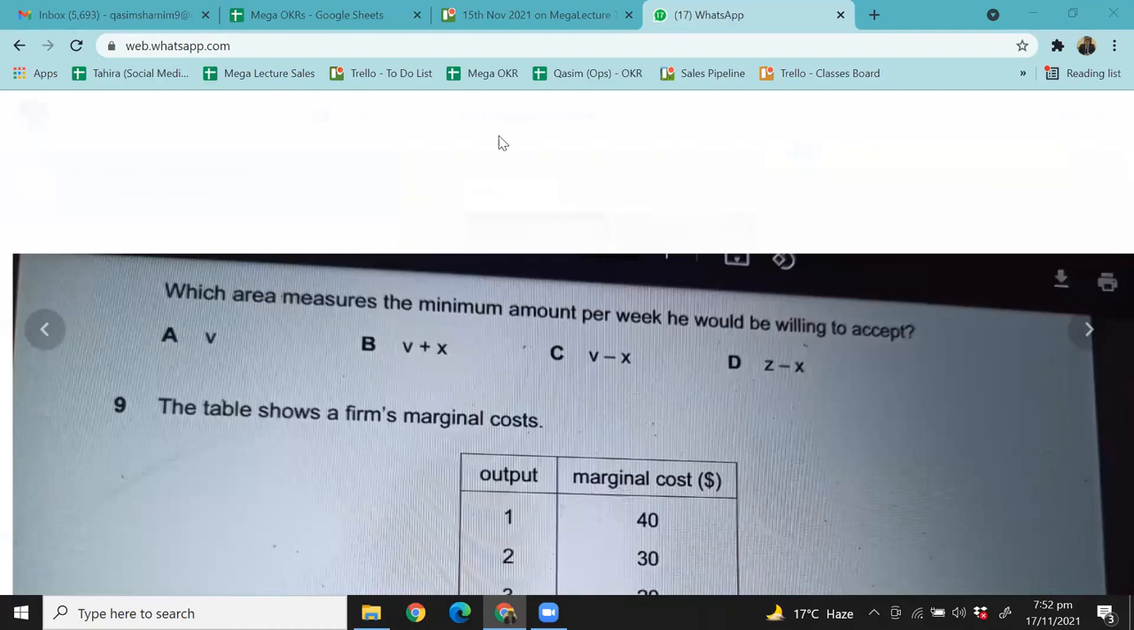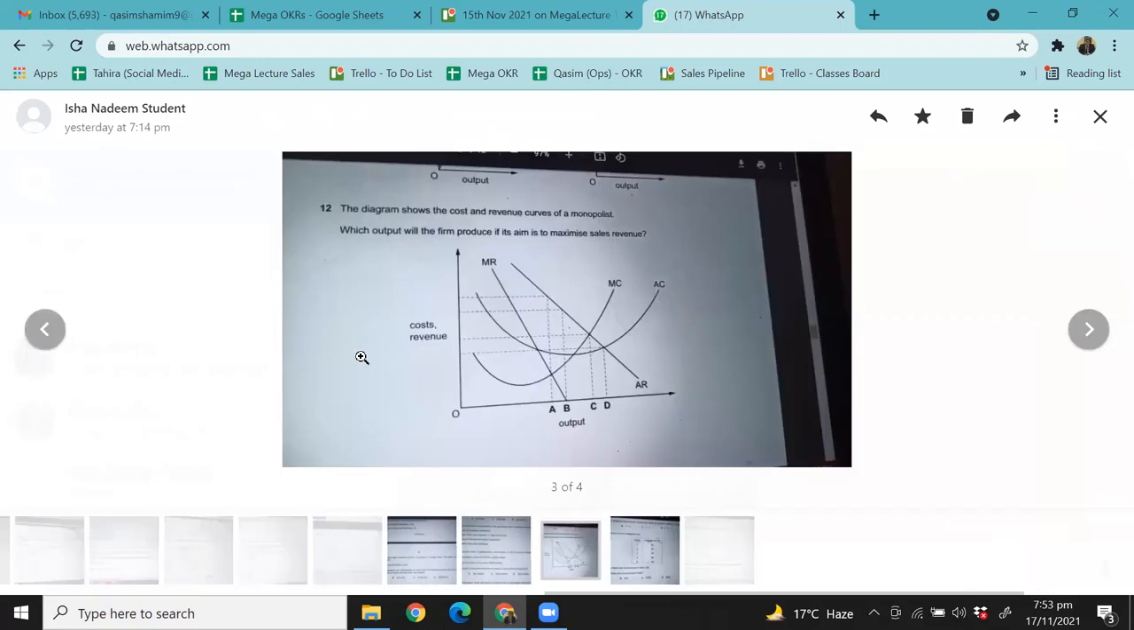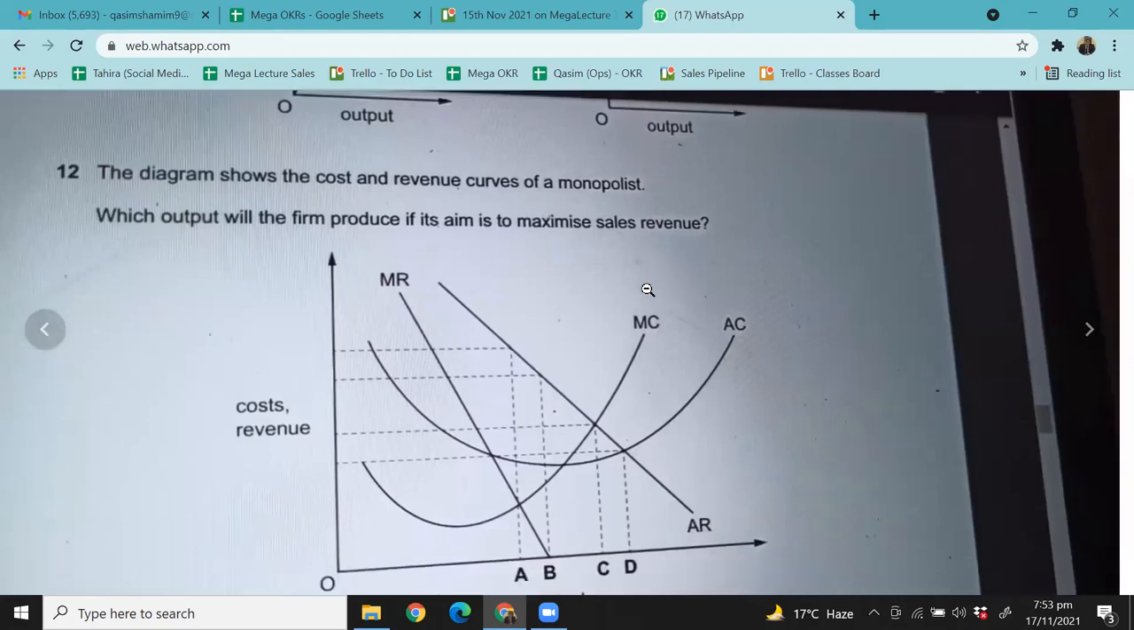Sales revenue and total revenue, yes, that's the same thing. But total quantity is different. If it had asked at what output the total quantity sold is maximum, that would be when the average revenue is hitting the x-axis. I repeat, total revenue or sales revenue means the same thing. Here, the question was saying sales revenue.